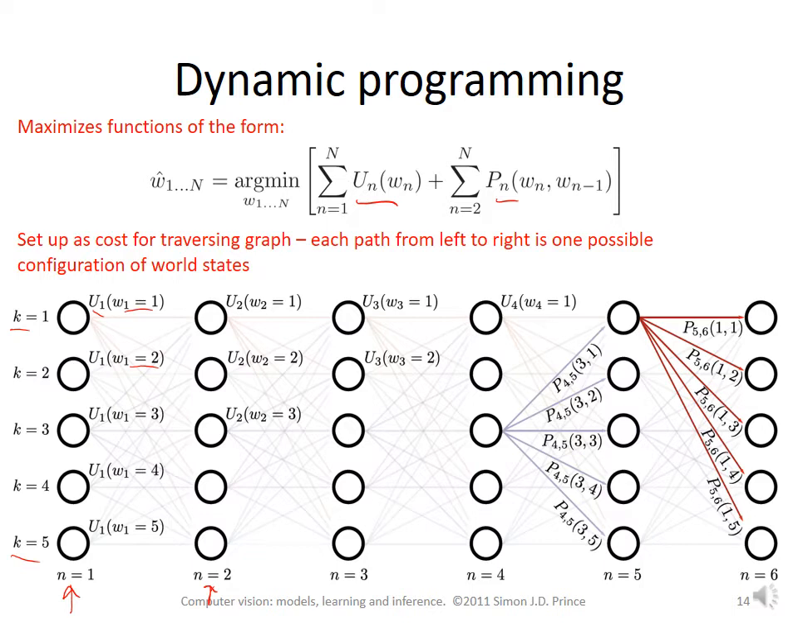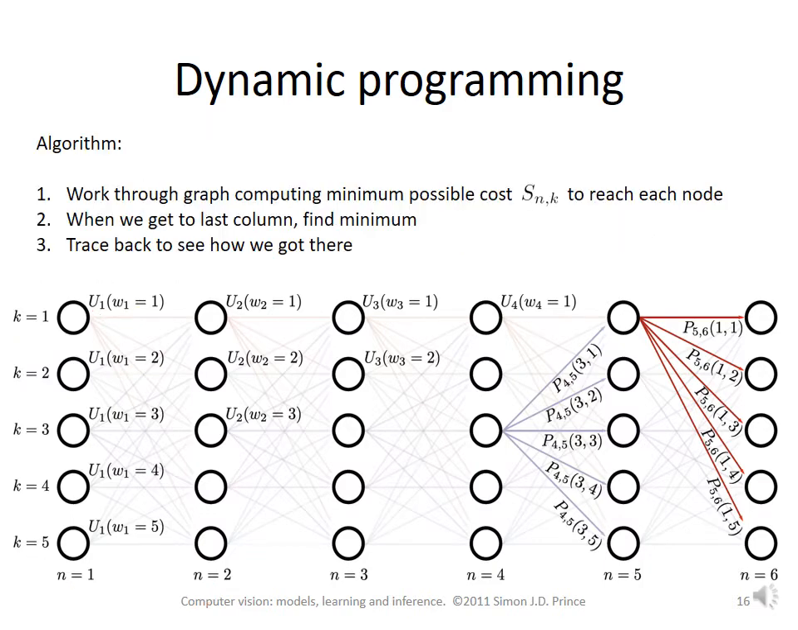Now, we also are representing our pairwise terms. In a moment, we're going to work our way through the graph from left to right and then trace our way backwards to find a unique solution that is the maximum a posteriori combination of world states for this combination of unary and pairwise terms.